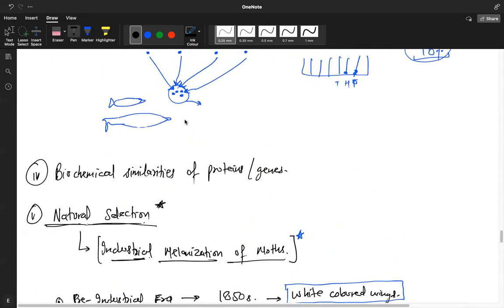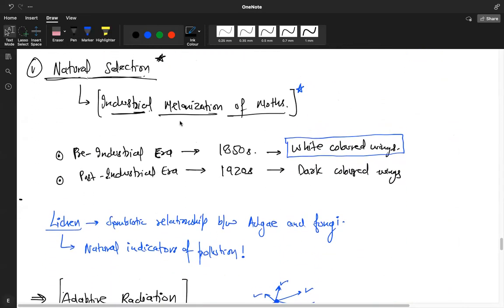We'll just go from natural selection. Giving the example, we did the example of industrial melanization of moths, right?